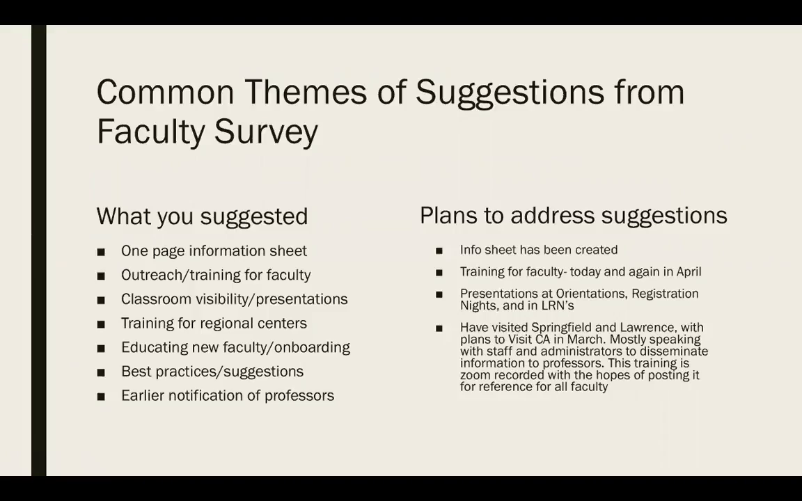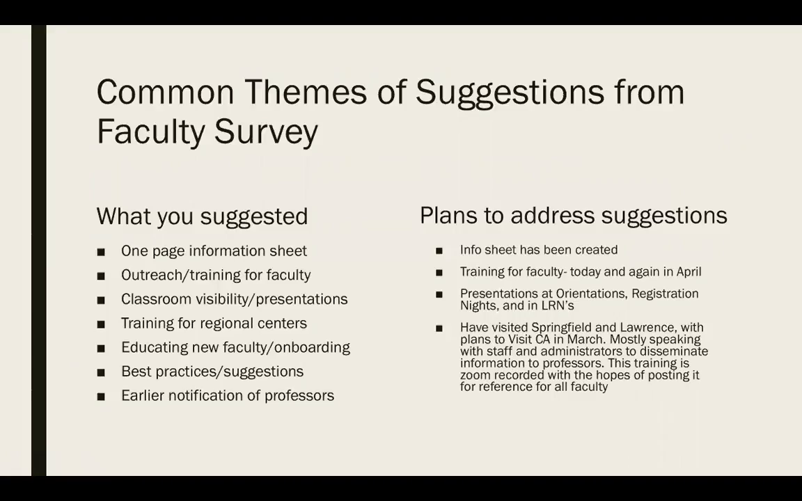An info sheet has been created. It was distributed during the initial presentation of this PowerPoint and has been emailed to faculty as well. It is also posted on the Disability Support website under Faculty Resources, or I think it's called a Staff Corner. Training for faculty is for this presentation, and then we'll also be presenting again in April. I've been doing presentations at orientations, registration nights, and in some of the LRN principles and processes of adult learners classes. This will increase the classroom visibility and make sure that students know what supports are available to them.